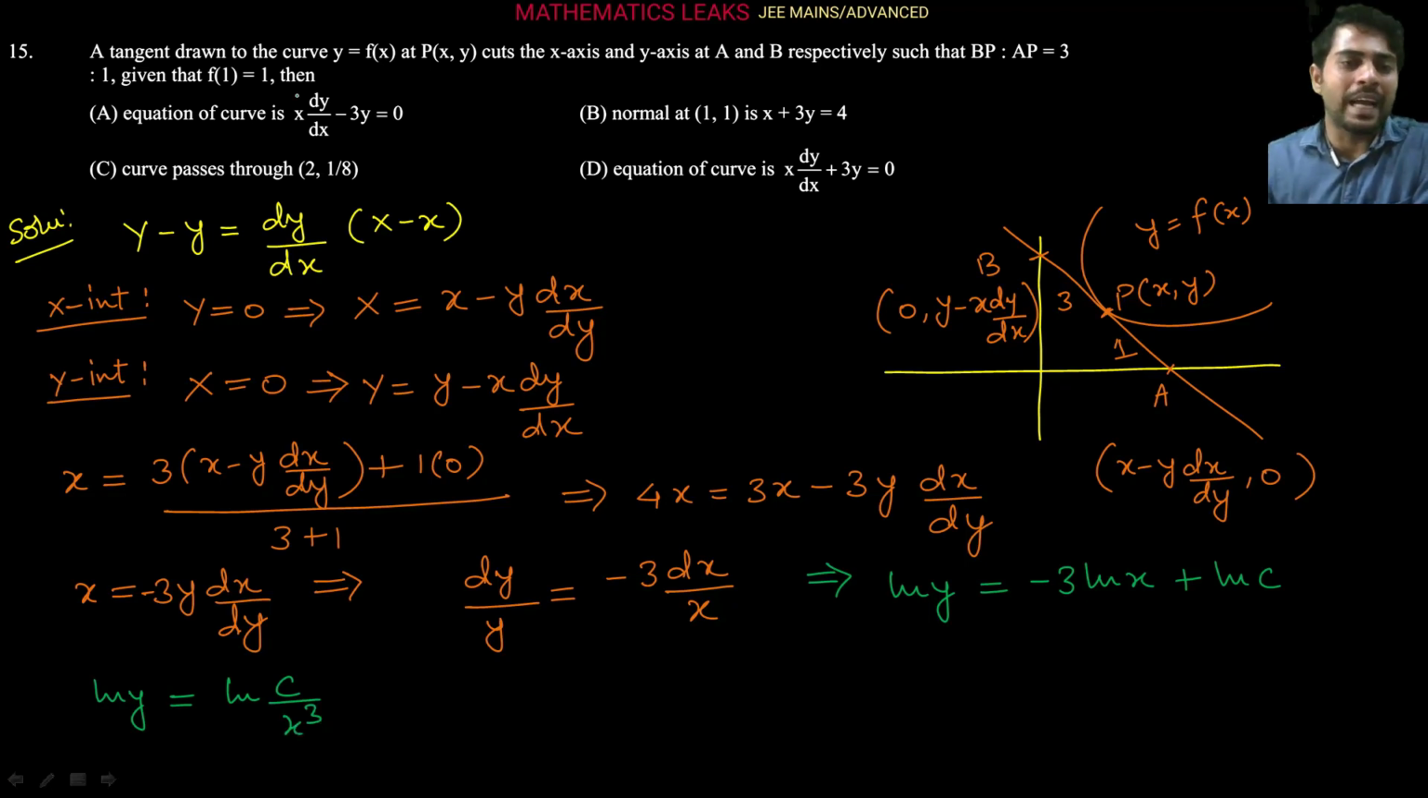Now one more thing is given: f of 1 equals 1. So y, you know, y is what here? F of x only. So f of 1 equals 1. So f of 1 means y value is coming 1 when x value is 1. So the function f(x) is satisfying the point 1 comma 1, means y coordinate 1 and x coordinate also 1, right? So we can write this as ln of 1. So ln of 1 will be what? 0 only, equals ln of c upon 1 cube, which is 1 only, right?